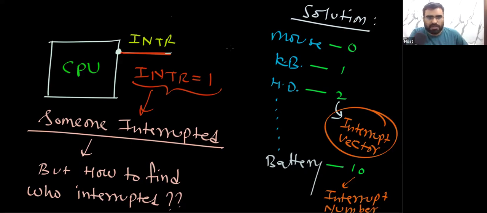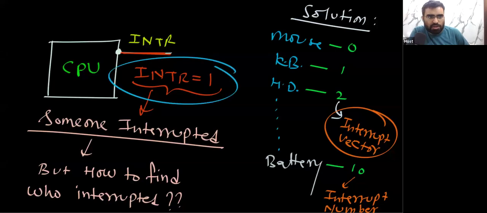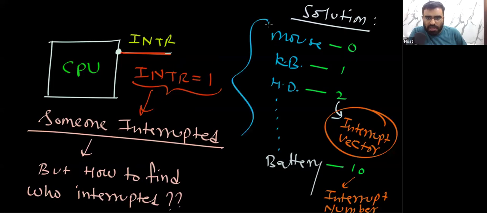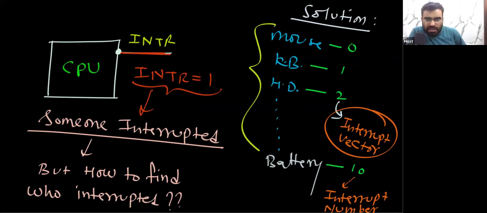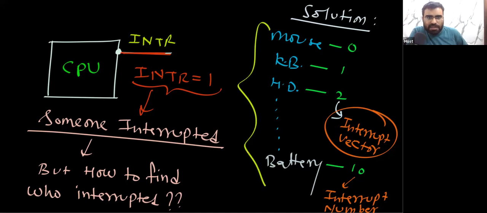So is this point clear? Let me know. It is a very simple point. Whenever an interrupt request has come, whenever INTR is equal to 1, the CPU knows that someone has interrupted, but now the CPU wants to find out who has interrupted. So for that we will give a unique identification number, a very small number, not a big number. For example, 0, 1, 2, like that. A unique number to every type of interrupt.